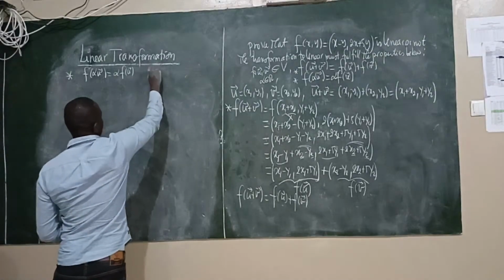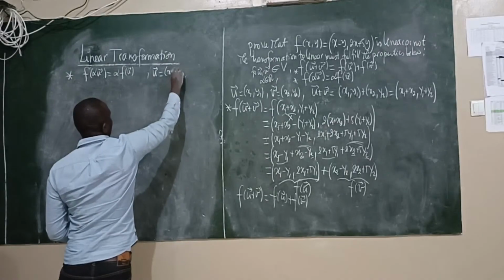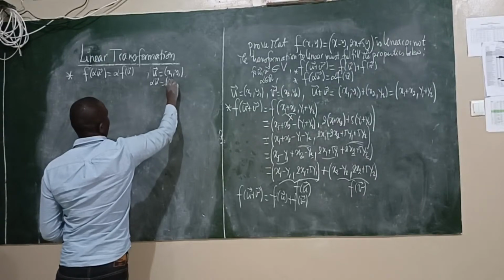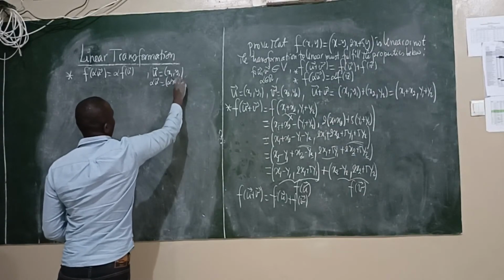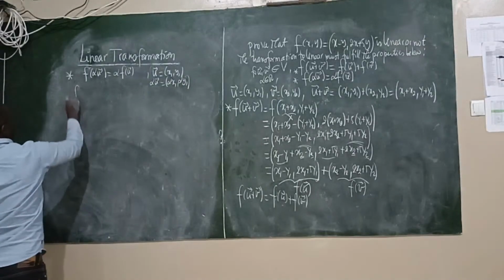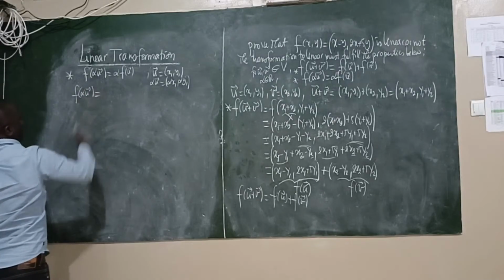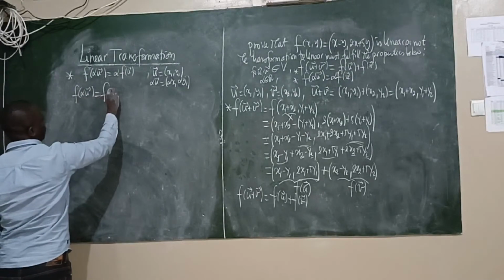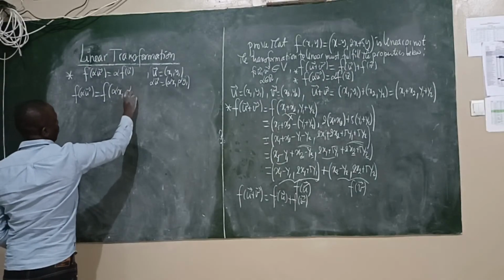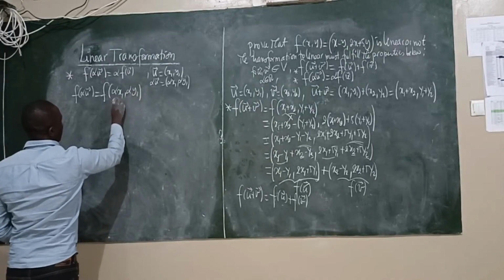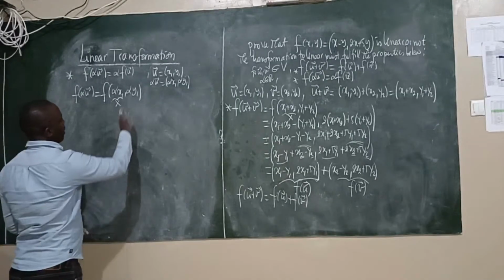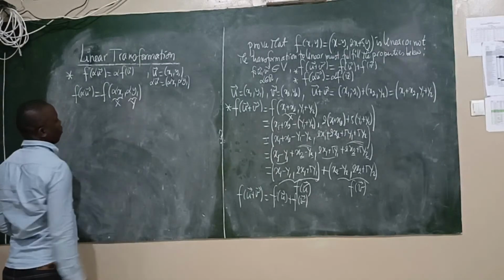As u is x1, comma, y1, alpha u is going to be alpha x1, comma, alpha y1. We need to know f of alpha u. This will be f of alpha x1, comma, alpha y1. This alpha x1 will stand for x, while this will stand for y.